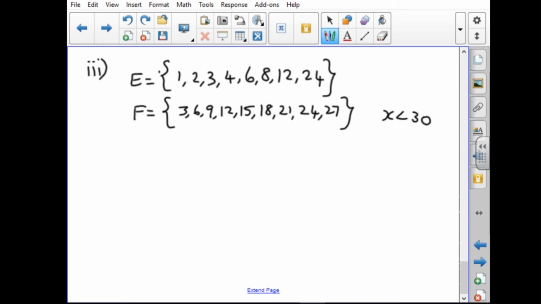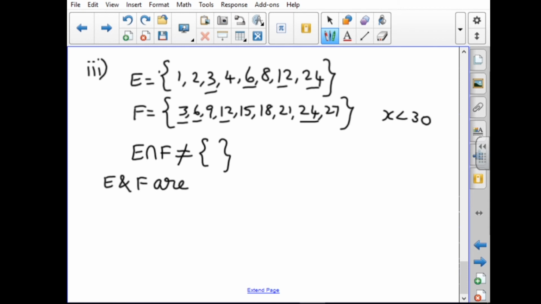Okay. So we have some common elements. So E intersection F is not equal to empty. We have common elements 3, 6, 12 and 24. So many common elements are there. So the intersection part is not equal to empty. So it is called overlapping sets. So E and F are overlapping sets.